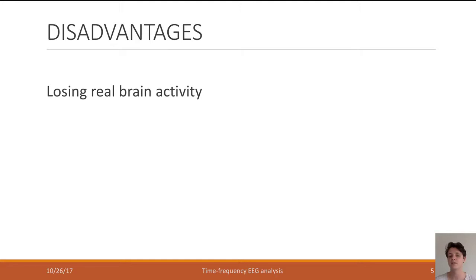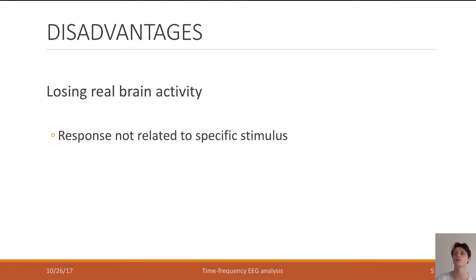Well, the main disadvantage is that you lose brain activity. You lose real brain activity through this averaging over time. And there are 2 specific possibilities when this happens. One is that the response is not related to a specific stimulus.